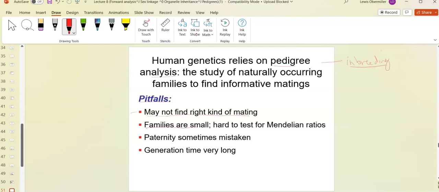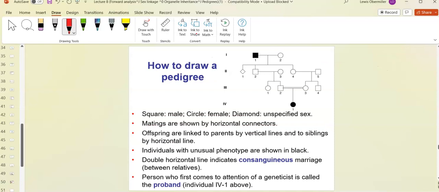So families are small. It's hard to test for Mendelian ratios. Sometimes you don't know who the baby's daddy is, right? There are studies that show that 10% of all humans on the planet who think they know who their father is are wrong. So 10% of paternity is incorrect. And then generation time is very long, and that's obvious.